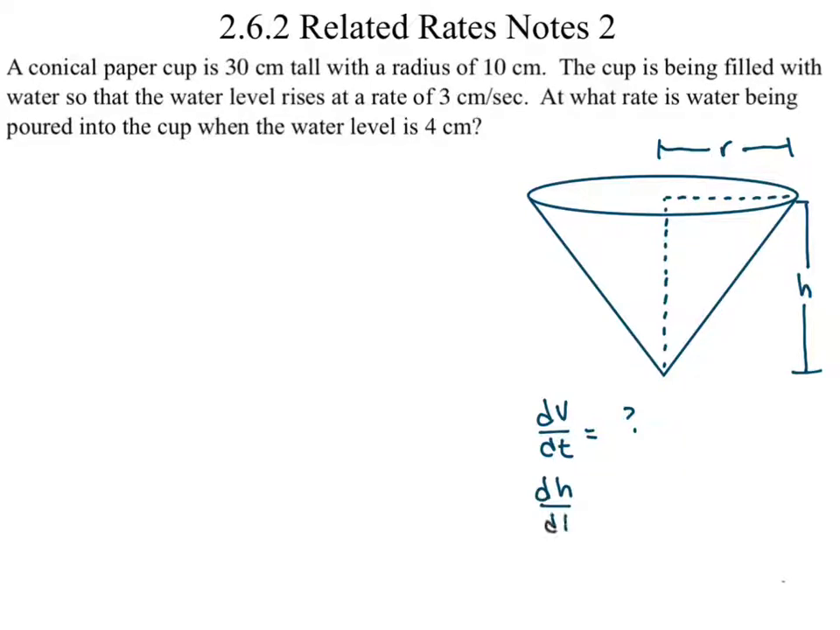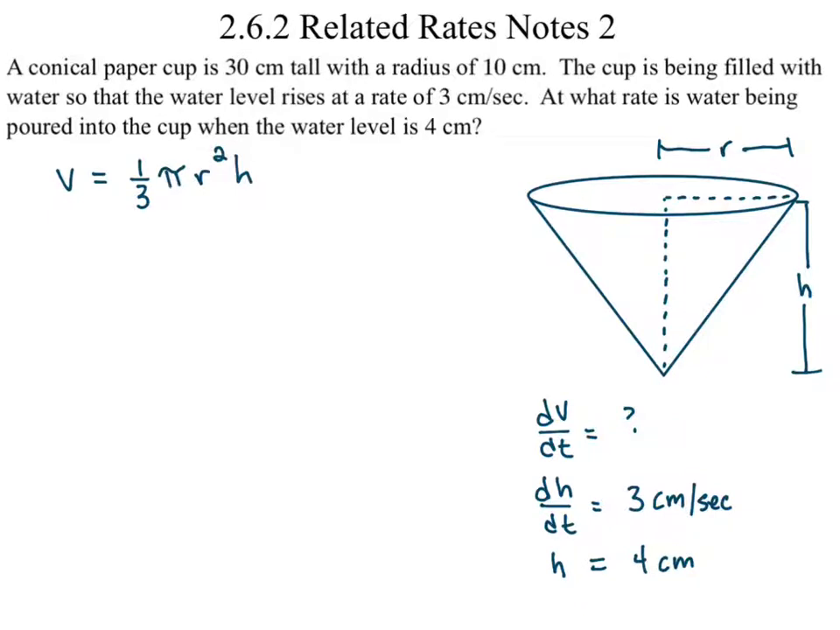A couple pieces of information they did give me: dh/dt is 3 centimeters per second and h is 4 centimeters. So the height is changing at a rate of 3, and then they want me to freeze it right at the height equaling 4. So the volume formula for a cone is 1/3 pi r squared h.